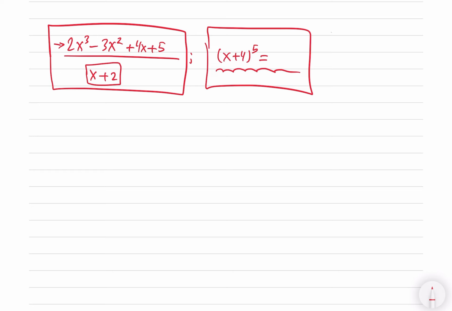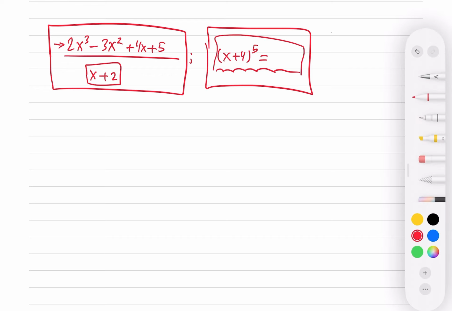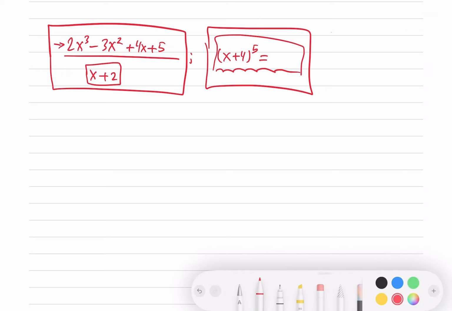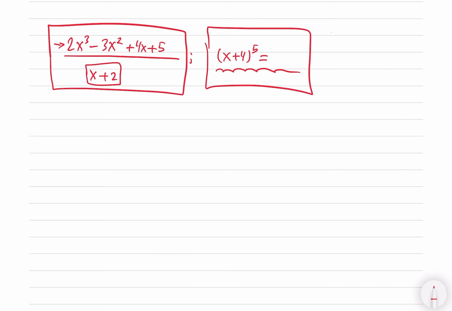We're just going to be dividing a rational function and finding its remainder, and we're also going to be expanding a binomial. Is it a function? It is, yes. So we're going to be expanding a binomial and dividing a rational function.